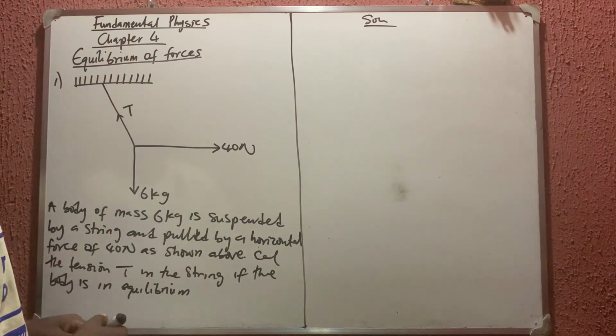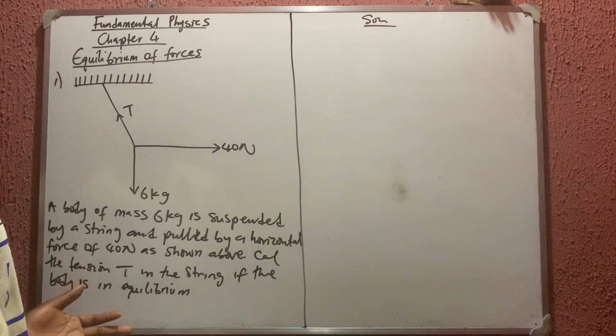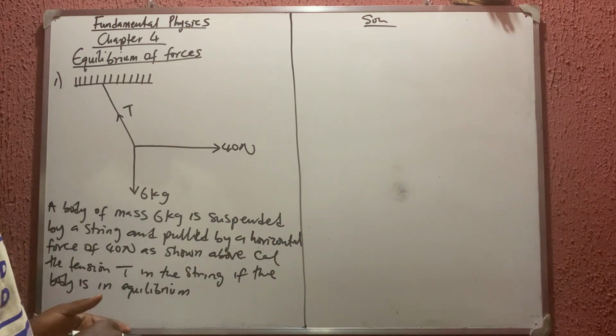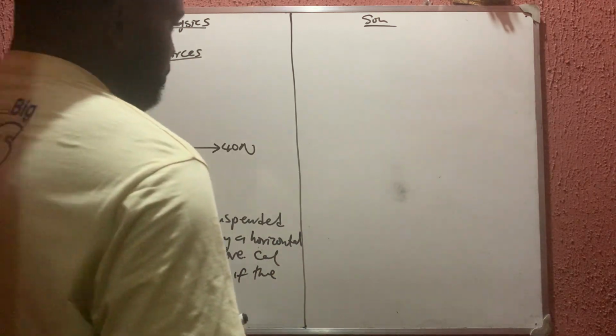We are still in chapter 4. I'll drop the link for the other ones we have done. We have done chapter 1, chapter 2, chapter 3. In chapter 1 we did dimensional analysis, in chapter 2 we did vectors, and in chapter 3 we did vector analysis. Now we are in chapter 4, which is equilibrium of forces.